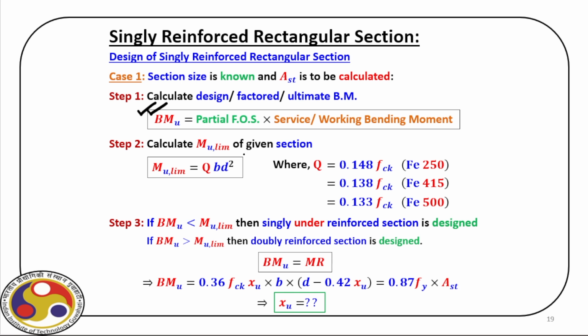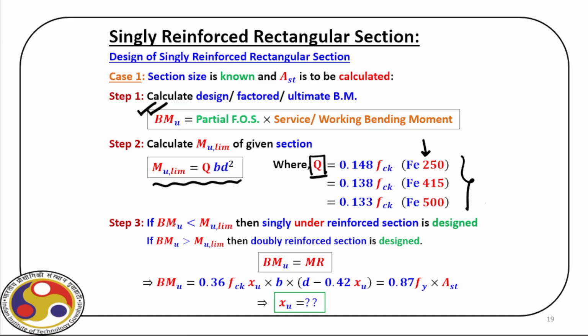Then what we do? We calculate the limiting value for a given section. So we assume a section because now we have to design. So we start with a section with some proposals of steel and concrete. For that, we can find out Mu limit, which is Q B D square. Recall in case of working stress, it was R B D square, a similar expression. And for different values of steel Fy, we have different values of Q here, as you can see.